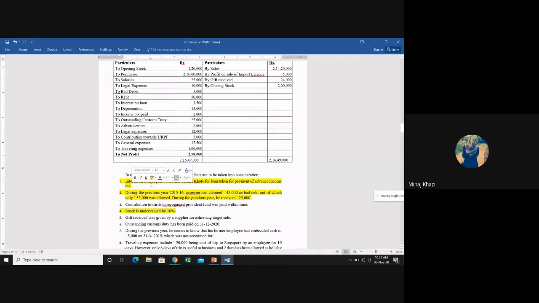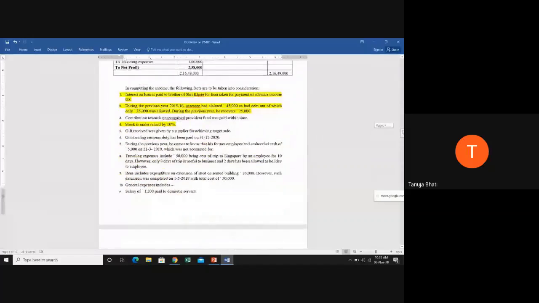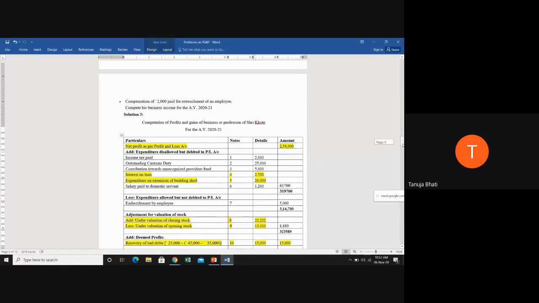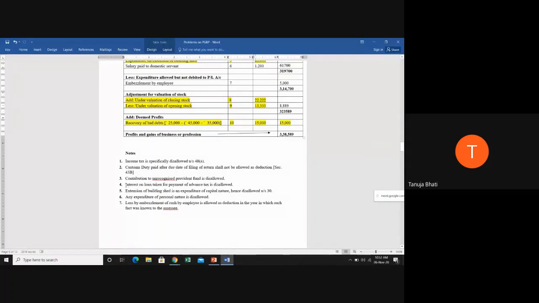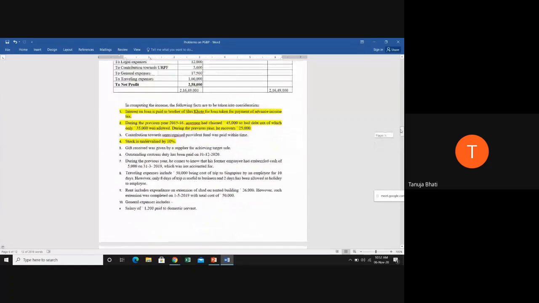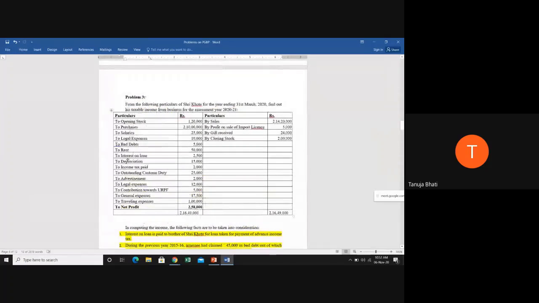Relatives. Advance income tax, first of all, is a personal expenditure. Second, the loan is taken from a brother, who is a relative. So again, it is a disallowed expenditure. So interest on loan is a disallowed expenditure. Therefore, we are adding it back. The same explanation you are giving, you have to just write in point number 4, that interest on loan taken for payment of advance tax is disallowed. You can write the reason. Two reasons are there.